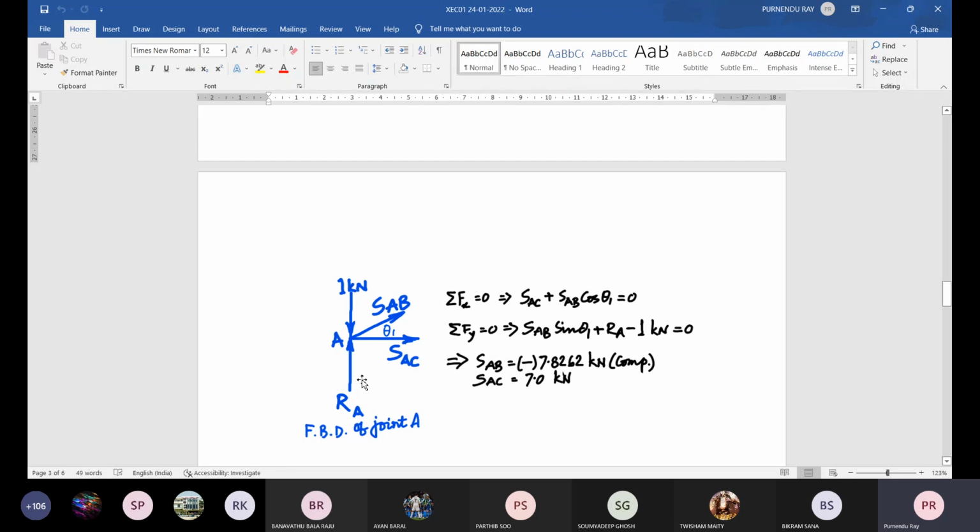So the general way: develop these two equations for a concurrent coplanar force system, and there will be only two independent homogeneous equations to give you the solution for only two unknowns, not more than that. Please remember. So that is for joint A, and at the bottom of that diagram you should write the free body diagram of joint A.